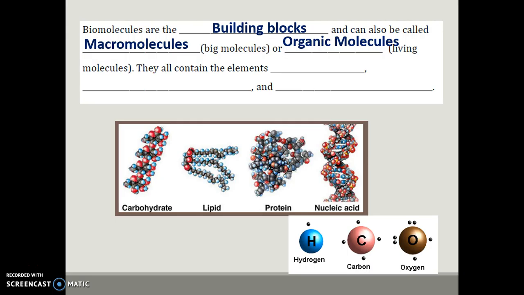Whenever you eat food, it usually has some biomolecules, either carbohydrates, lipids, or proteins. And all the biomolecules contain the three elements carbon, hydrogen, and oxygen.